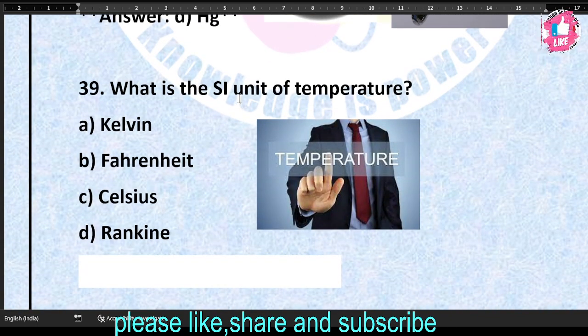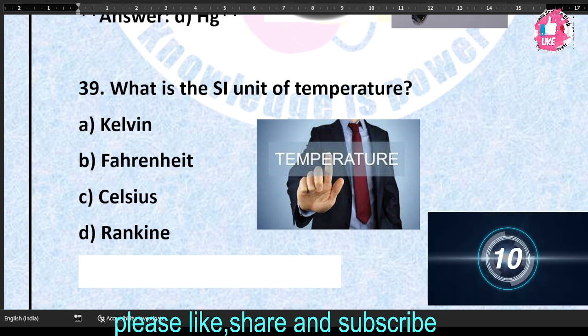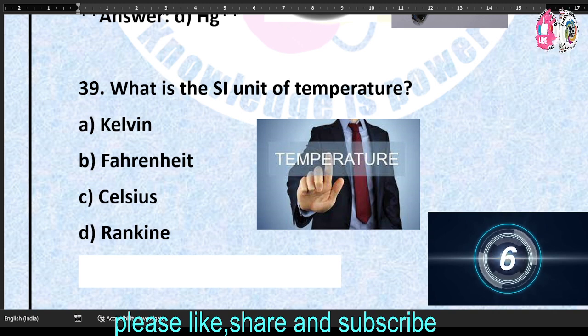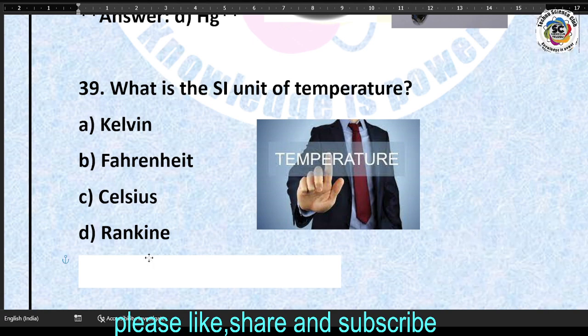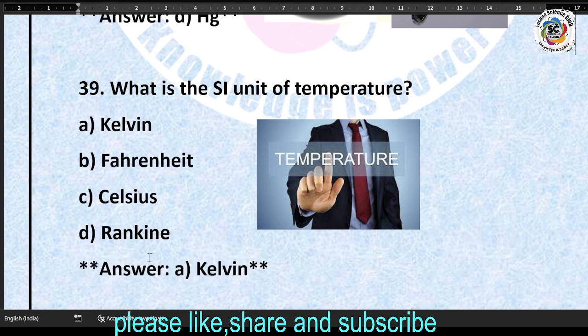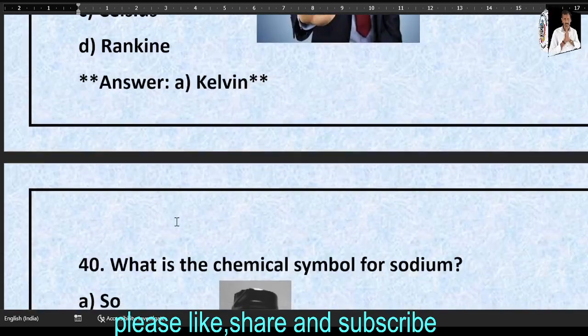39. What is the SI unit of temperature? Very good. The unit of temperature in the SI system is kelvins. The answer is kelvins. Option A.